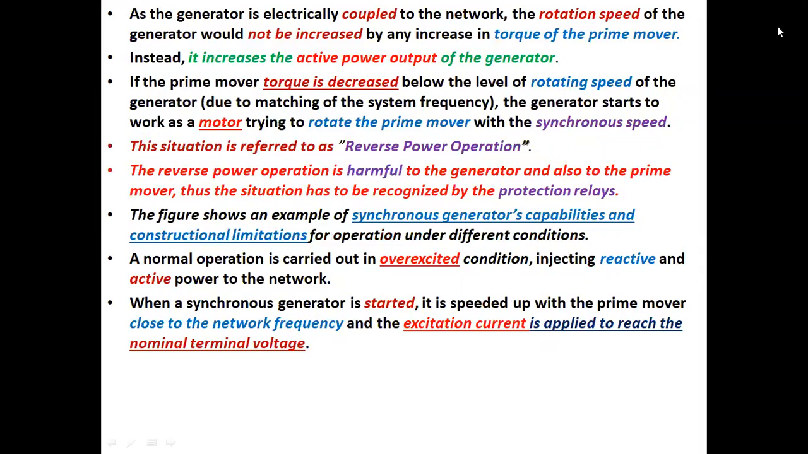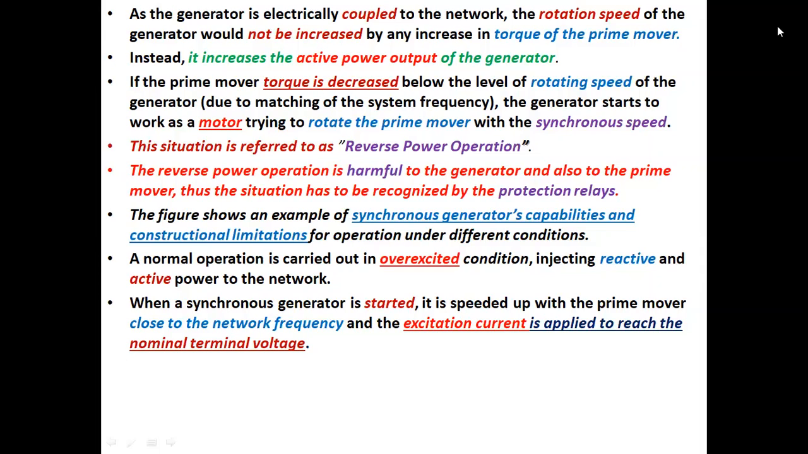As the generator is electrically coupled to the network, the rotation speed of the generator would not be increased by any increase in torque of the prime mover. Instead, it increases the active power output of the generator.